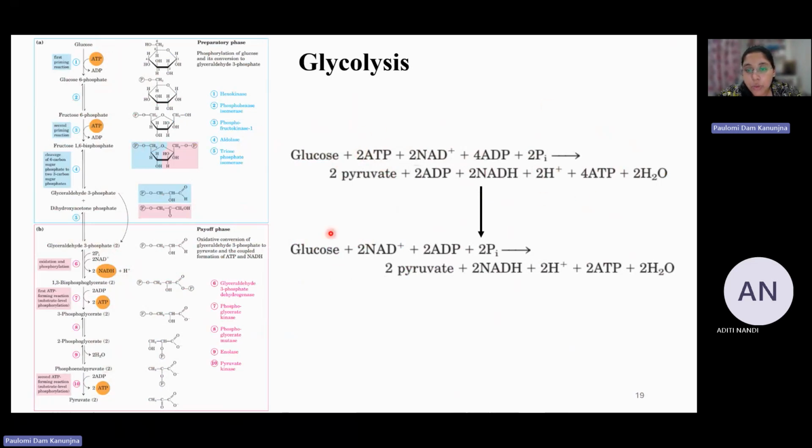So 2 ATP removed. So the final equation for glycolysis becomes glucose plus 2 NAD plus 2 ADP plus 2 inorganic phosphate, giving 2 pyruvate, 2 NADH, 2 H plus, 2 ATP, and 2 water molecules. This final equation is what you need to remember. Whenever you're reading glycolysis, this is how you should remember the final equation, which gives you the stoichiometry of reactants and products, and the specific steps, which is where you need to remember what exactly happened.